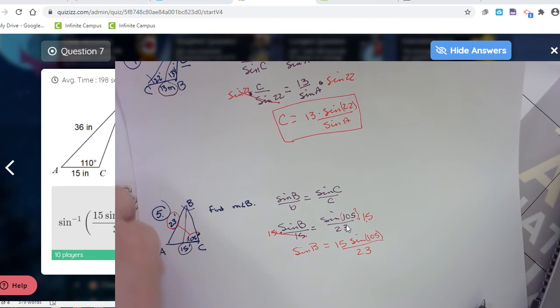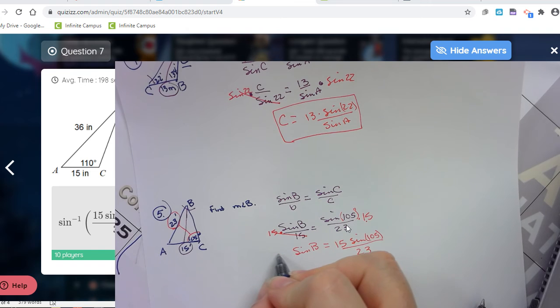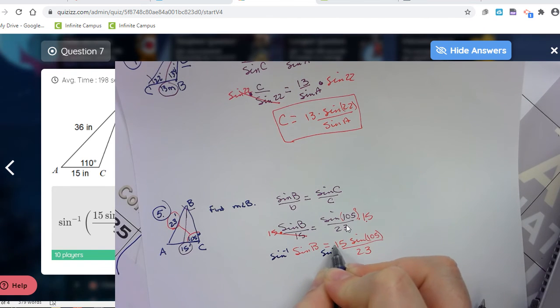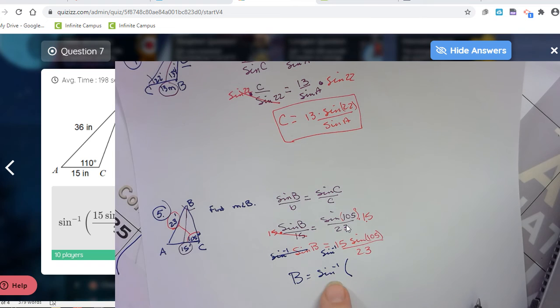Now, the one thing that I need to do is get rid of this sine. So I have to do sine inverse to both sides, and that side cancels. So B is equal to sine inverse of, and my bet is you all didn't do sine inverse of, 15 sine 105 over 23.